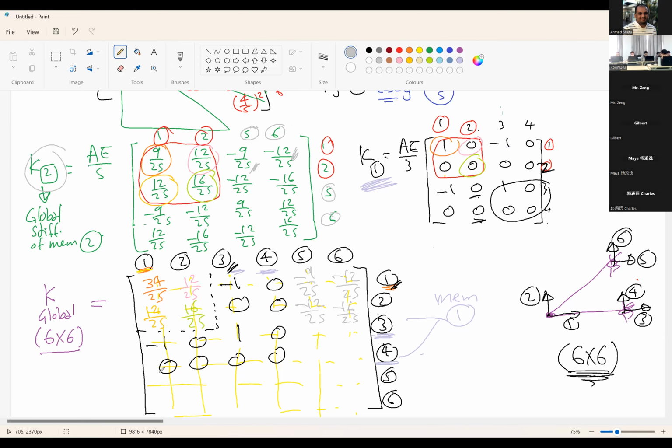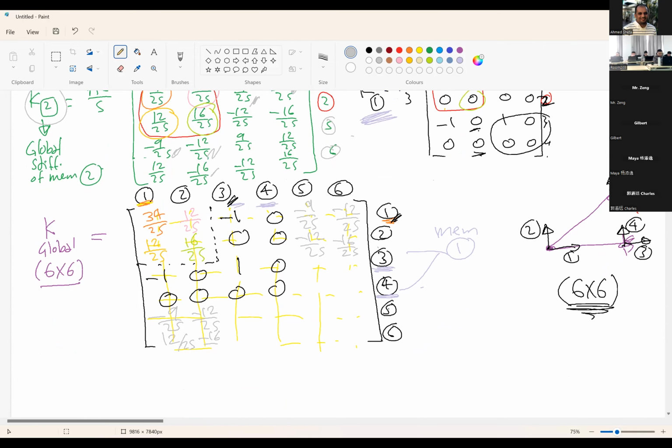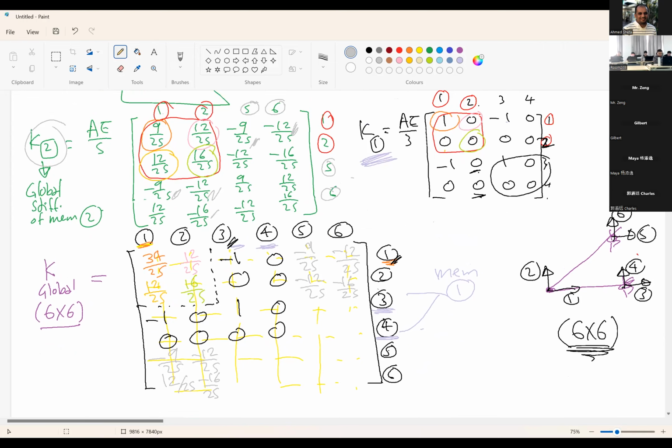Okay. Here as well 1, 5. So this member is negative 9 over 25. 2, 5, negative 12 over 25. Here 12 over 25. 2, 6 is negative 16 over 25. Okay. So now we have just 6 members remaining: 3, 5 and 4, 5.